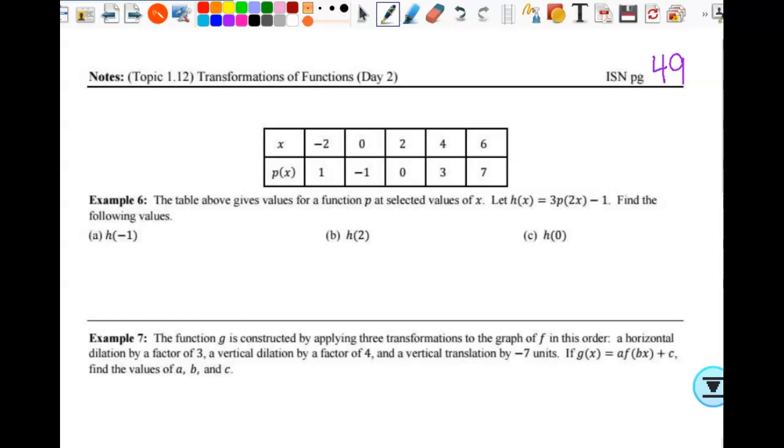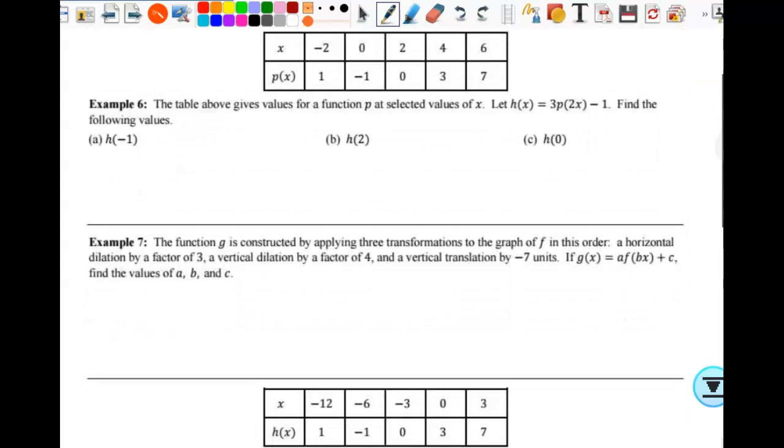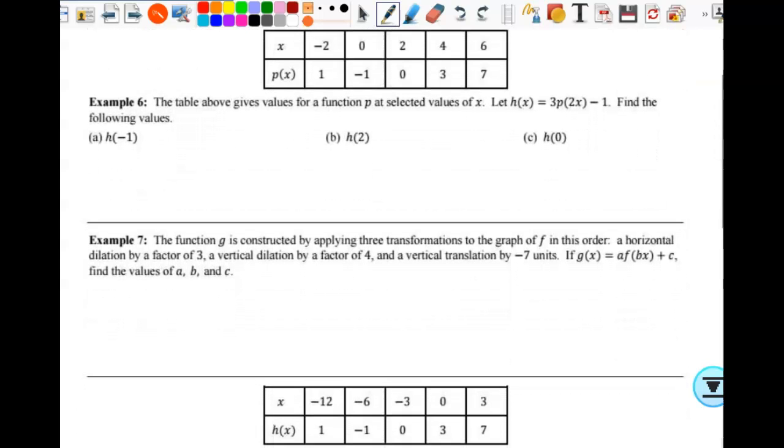So we're starting with example 6 because I think Friday we ended up with example 5. It says the table above gives values for function p, okay, and you can see that this is p of x, right, for selected values of x. So it's not saying that these are all of the x values in p, right? Could just be like a scatter plot. Could be a continuous function. We don't know. Doesn't really matter.